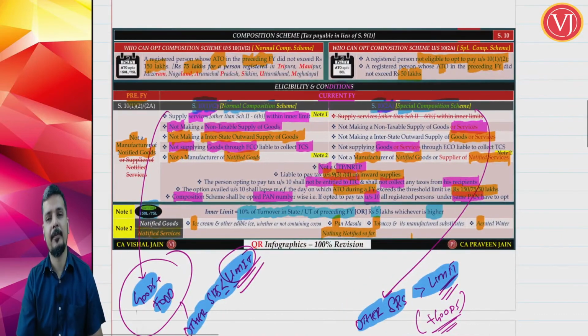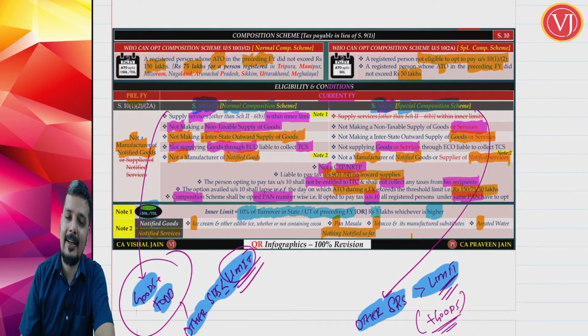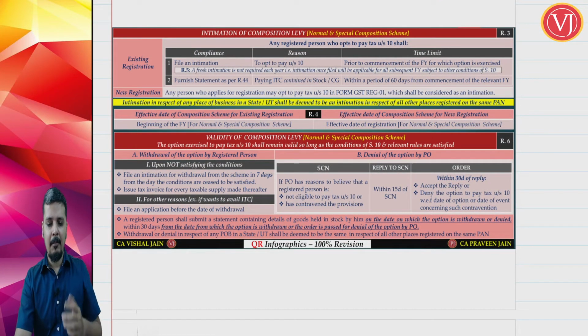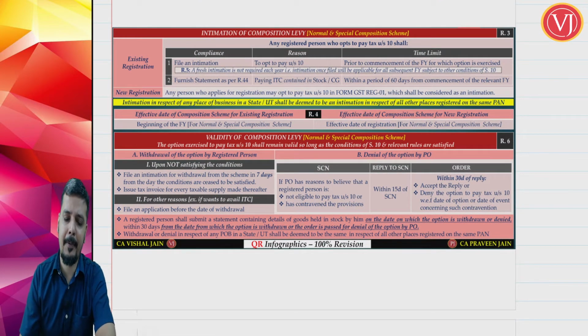That is all about your conditions and restrictions, which means that you are talking about section 10 read along with rule 5. Now, let us talk about other small points where things are pretty simple. Now, before we talk about all of these other small points, one important thing.